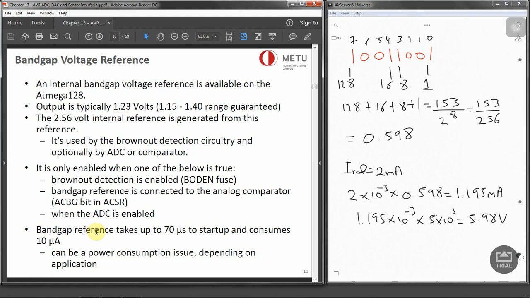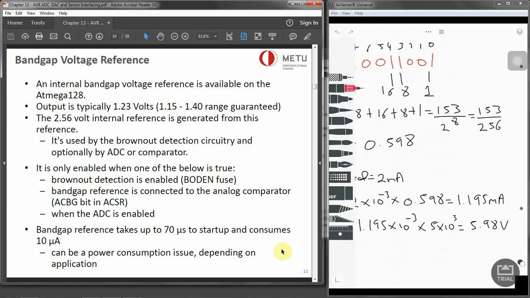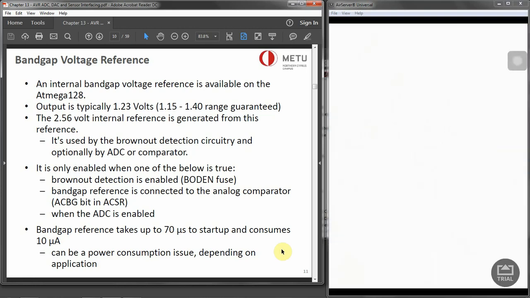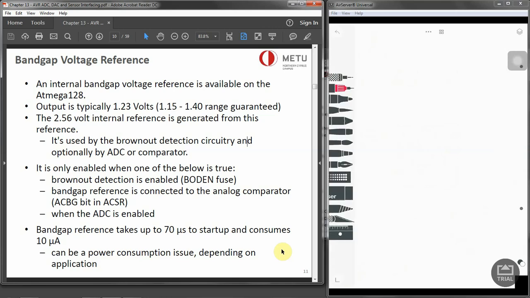So it depends on your application that you want to use, but you have to be careful as this is a power consuming module. So that's all that we need to know about the DAC and the analog comparator and the band gap voltage. Okay, now the next thing that we need to consider in this chapter, which is the most important part in this chapter, is analog to digital conversion.